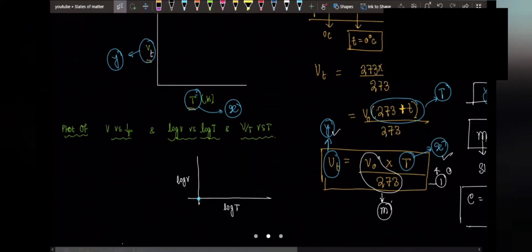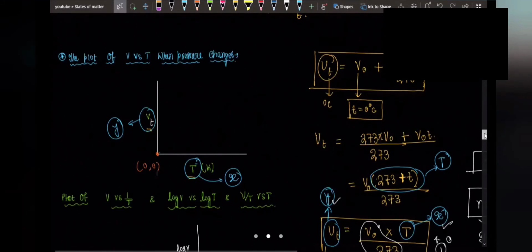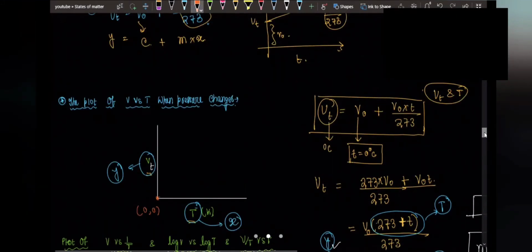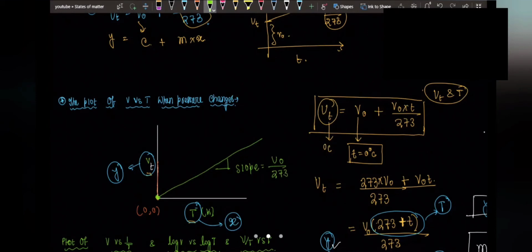So if you see over here, from the initial 0, 0 point, throughout the y-axis, the distance you need to travel to start a straight line. Actually, you know, you can draw a straight line from here, from here, from here, from here, anywhere in the y-axis, right? c gives you the idea from where you need to draw it. So over here, the c value is 0. So you need to start from the 0, 0 point. And then you have a straight line with a slope equal to V0 by 273. So that's how you can find out the slope of these types of questions.